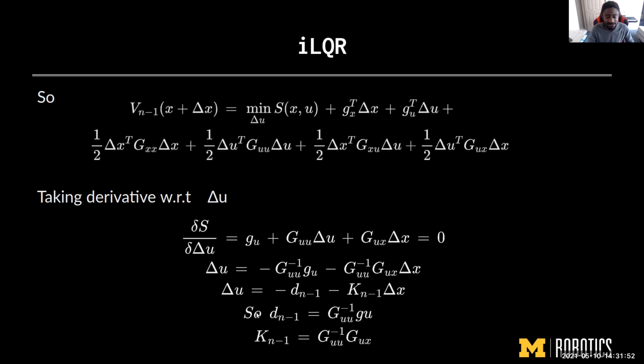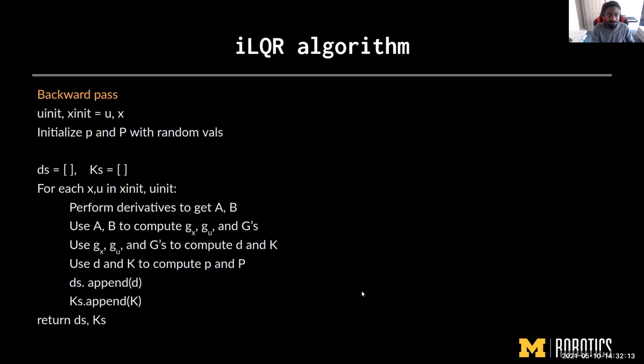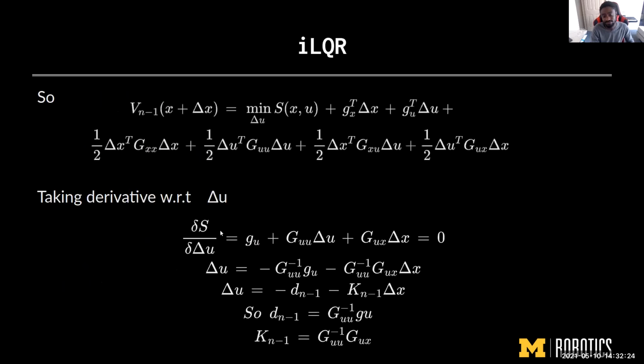And so just like in LQR, we now have an expression for delta u in terms of delta x. So delta u here is just like minus d of previous time step minus k of the previous time step times delta x. So we now have this d and the k. And if you remember in the algorithm, the pseudocode, this is how we compute the d and the k. So these are the d's and the k's we need in the pseudocode algorithm.